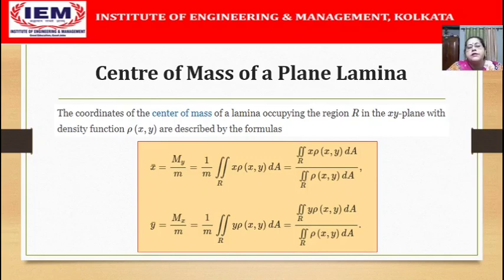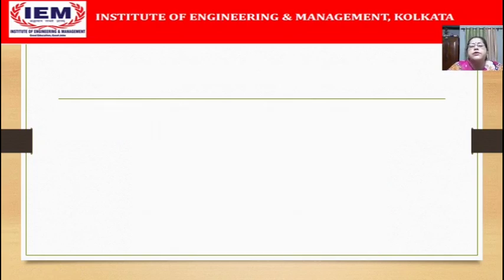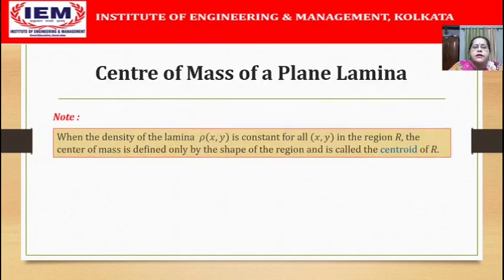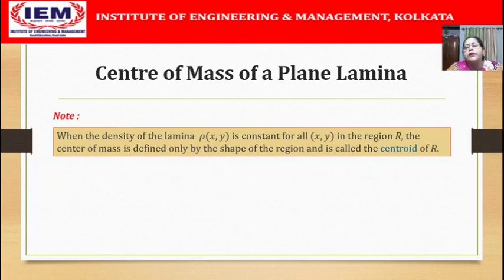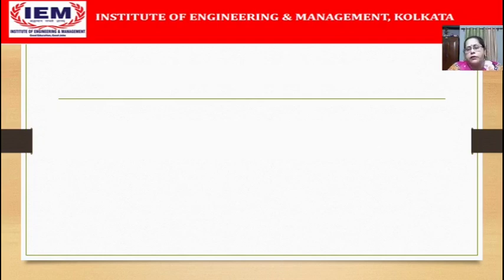So let us now apply this knowledge to some problems. And one thing, before starting problems, we should remember that when the density of the lamina is constant for all points (x,y) in the region R, then the center of mass is defined only by the shape of the region. And in that case, it is called the centroid of R.